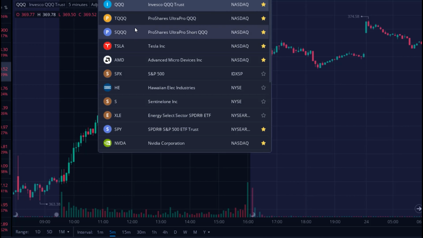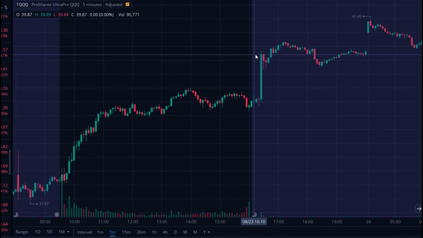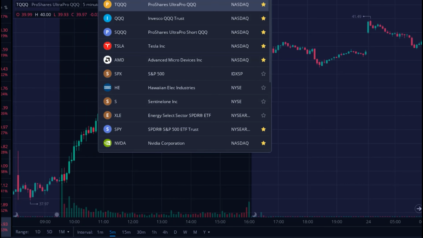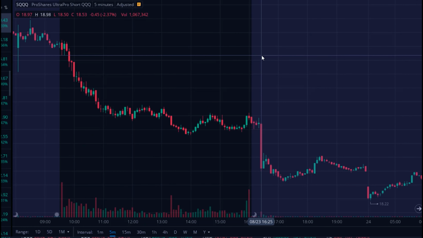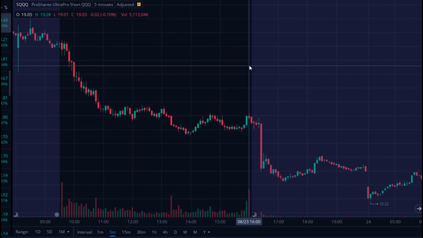Or if you wanted to use the leverage, you could have traded TQQQ and gone upwards. But again, there is also the inverse leverage version, which is SQQQ. So hopefully that explains it very well.